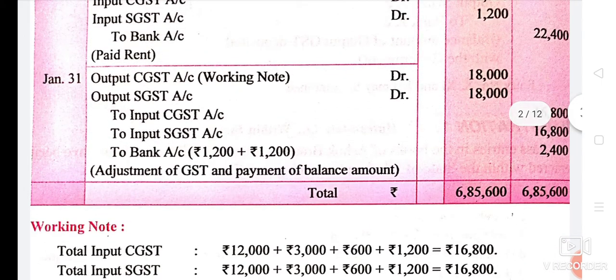So the entry will be like the pro forma entries we have discussed before for setting off the GSTs. Combined entry has been passed. See, output CGST account debit, it is debited for rupees 18,000 because in earlier entry, that is in the entry of sale, it was credited.